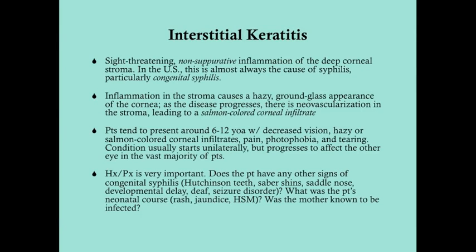Okay, interstitial keratitis. So this is kind of the black sheep of the family. This is a sight-threatening but non-suppurative inflammation of the stroma. Up until now, and the next two we're going to talk about after this, these are all suppurative inflammations, or inflammations that cause an inflammatory response throughout the cornea. This, on the other hand, is non-suppurative, and it only affects the deep levels of the stroma.